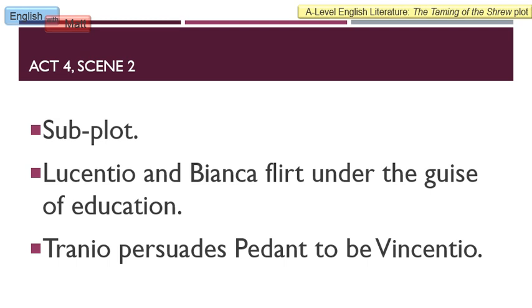Act 4, Scene 2, back to the subplot. Lucentio and Bianca flirt quite freely under the guise of education. Of course, Lucentio is not a serious depiction of scholarly activity. He's actually just using that as a device to woo and flirt and so on.